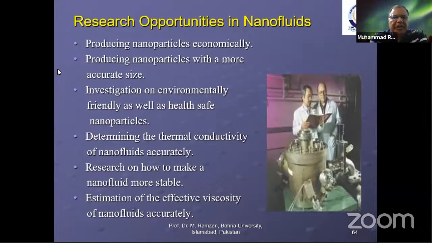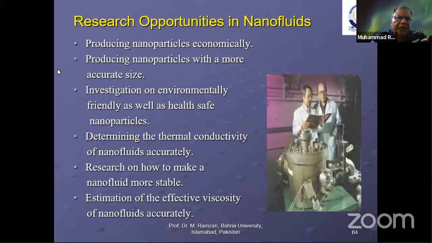Determining the thermal conductivity of nanofluids accurately: different studies give different data. Although they are relatively very close, even then they are not approaching one exact figure, that the thermal conductivity of this fluid will be this one, and this fluid will be this one. There will be a little variation in the thermal conductivity across different experiments.